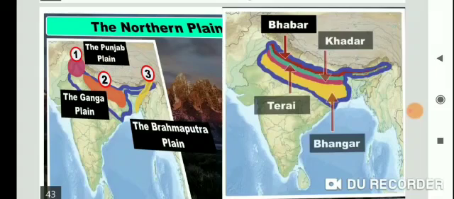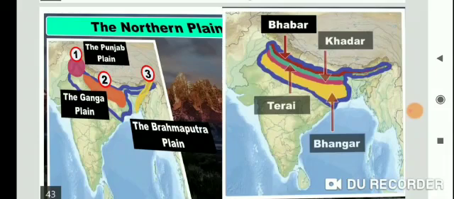Next we discuss the Ganga plain, which is the middle part of the plain. See this map showing the middle part of the plain. It extends from the Ghaggar river in Haryana to the Tista river in West Bengal, through the states of Haryana, Delhi, Uttar Pradesh, Bihar, and partly Jharkhand and West Bengal. And last is the Brahmaputra plain, which is the eastern part of the plain.